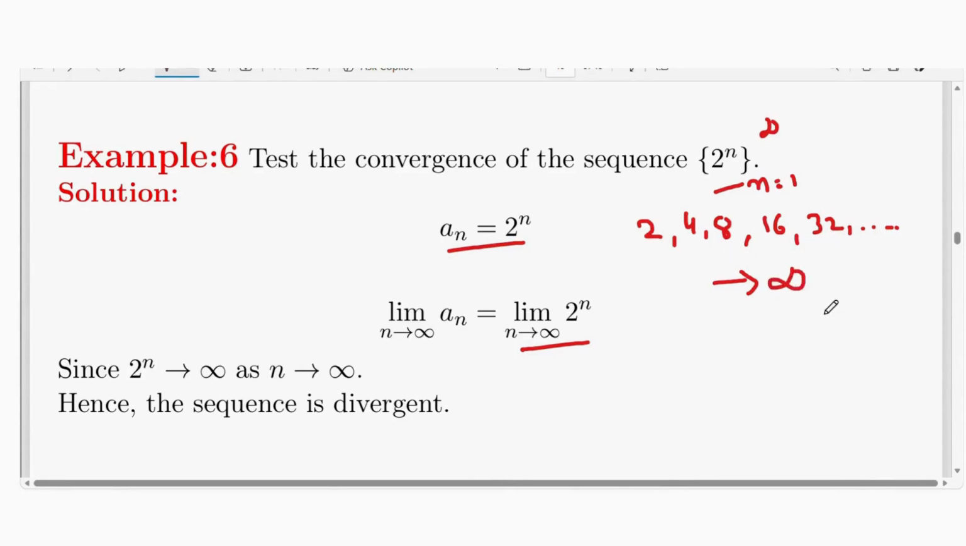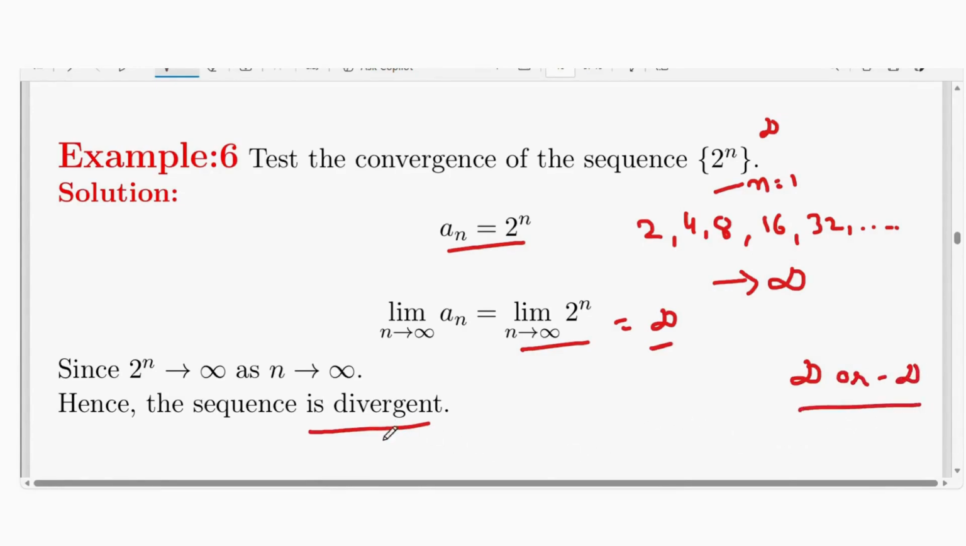Infinity. Okay. So here what is the limit as n tends to infinity of 2 raised to n? This is nothing but infinity. Okay. Since 2 raised to n tends to infinity as n tends to infinity, hence the sequence is a divergent sequence. Okay. Here we are getting the answer infinity. Okay. So as per the definition, if the answer is either plus infinity or minus infinity, what can we say?